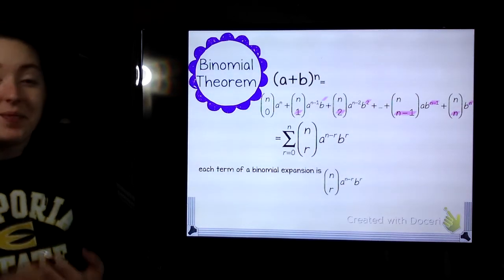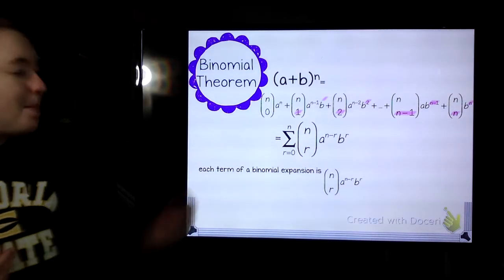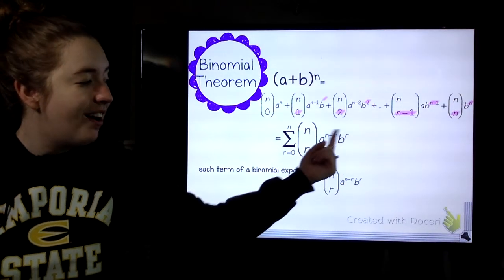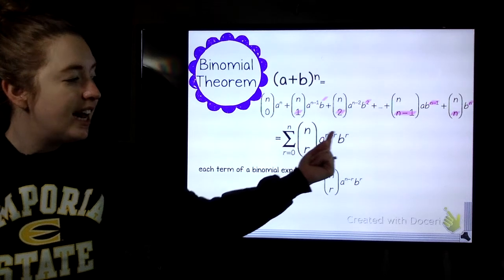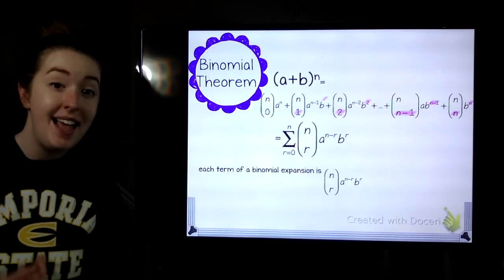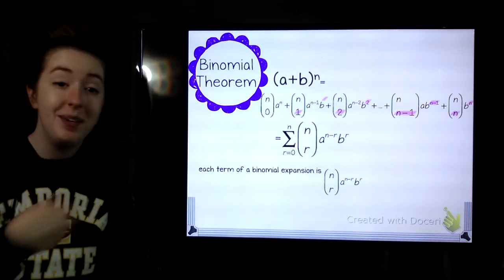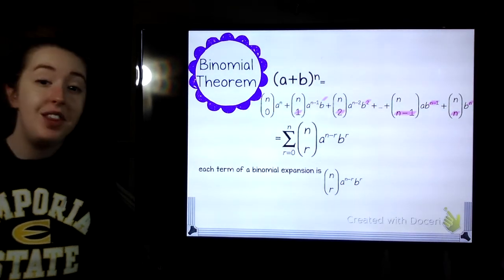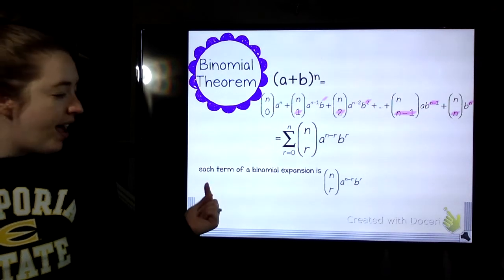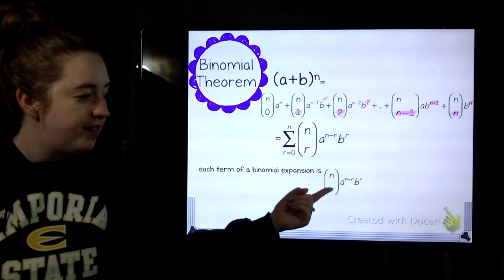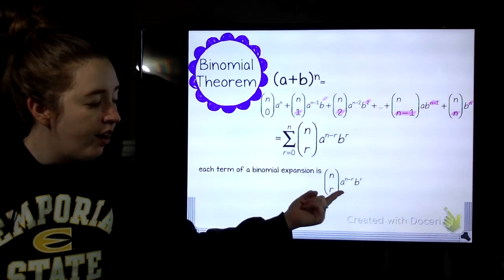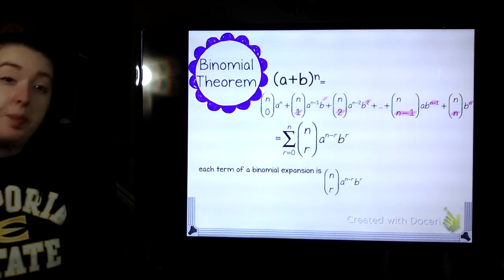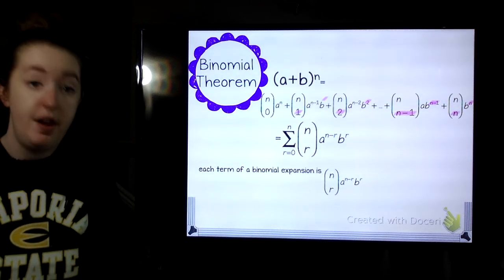Okay, so also, another thing to remember right here, they put it as a to the n minus r and b to the r. Just remember that those two powers right there have to add up to n. So the two powers on a and b have to add to the power on the binomial. Okay, so each term of the binomial expansion is n choose r of a to the n minus r, b to the r. All right, and remember, n is the power on the binomial.